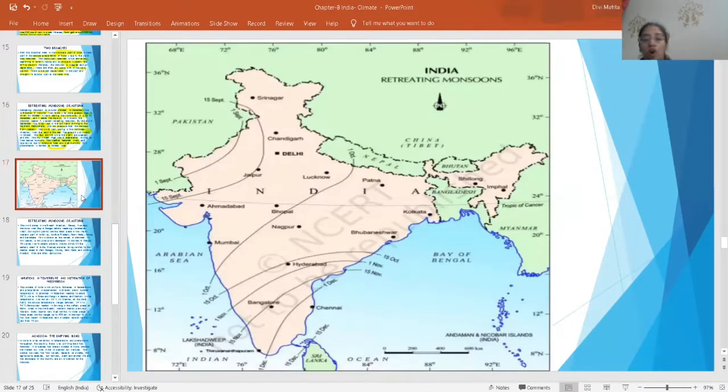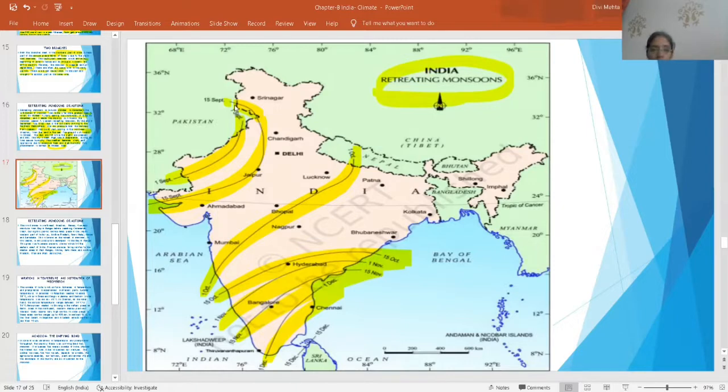This is the withdrawal of monsoon. When we are saying bye-bye to the monsoon, it starts going from 1st September. It is here. Then 15th September, here. Then 1st October, it reaches here. 15th October, 1st November, and 15th November. By the end, it will leave the country. This is about the retreating monsoon.